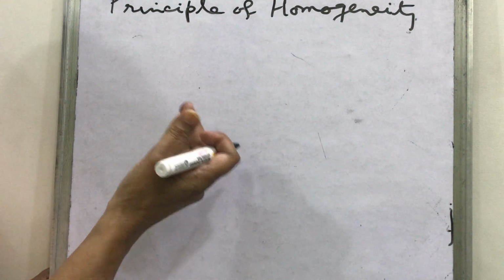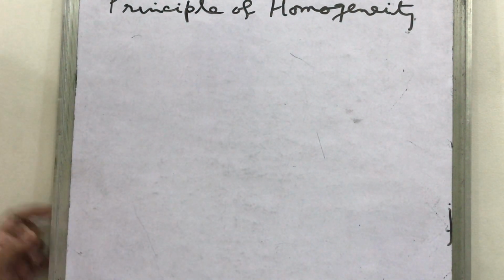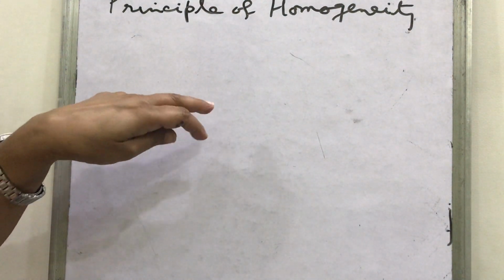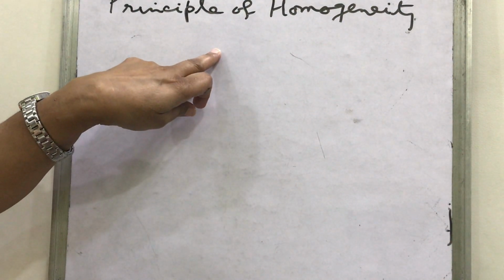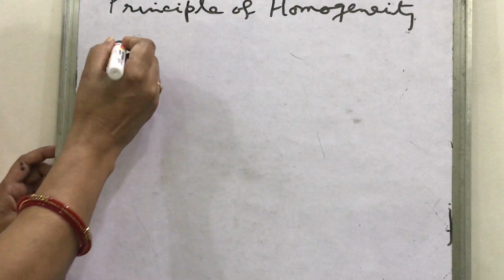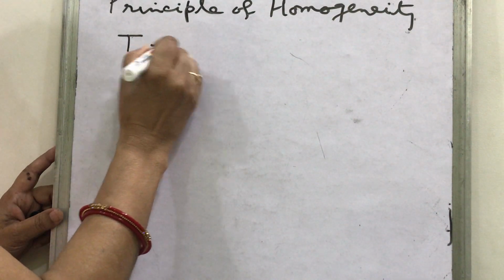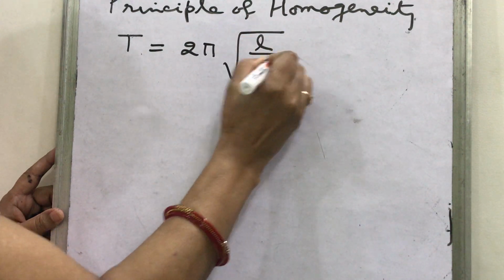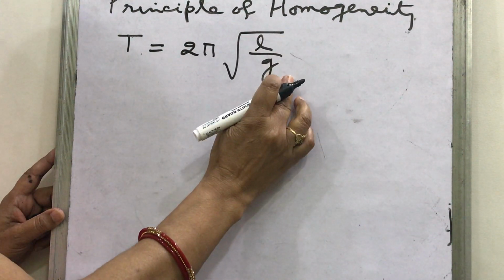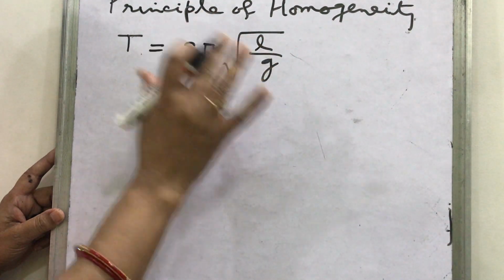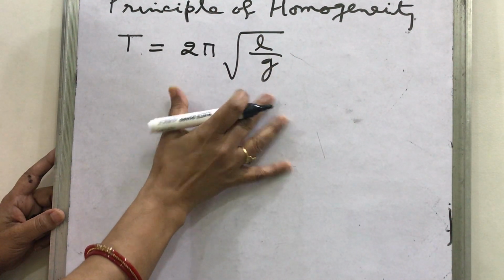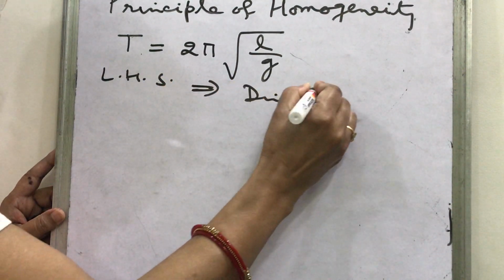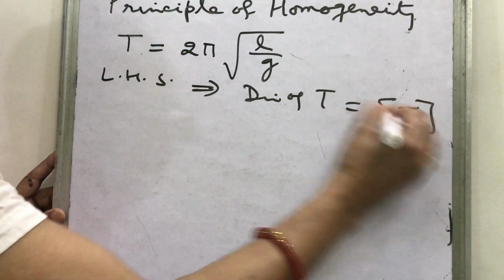How will you use it? Suppose I take this example, of how you can check the dimensions of a physical relation in any question. In one question it is given: check whether this equation, T equal to 2 pi under root L upon g, is correct or not. L is length, g is acceleration due to gravity. How will you use it? This type of question is asked. LHS, what is LHS? Dimensions of T, the time period, so you will write time in brackets.